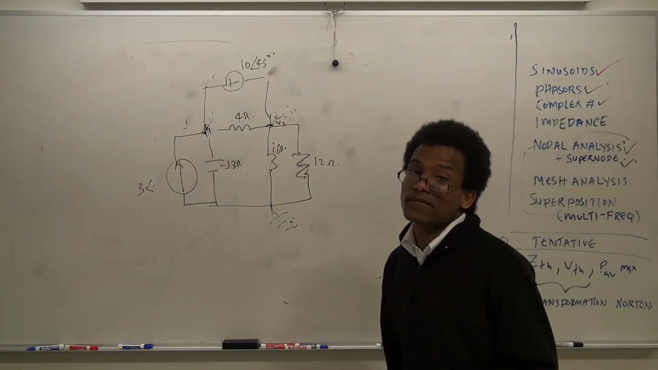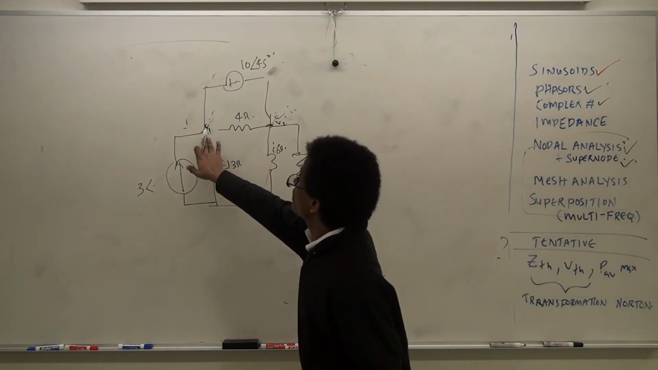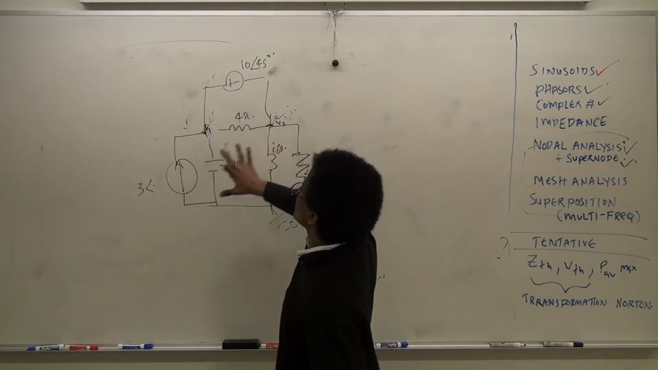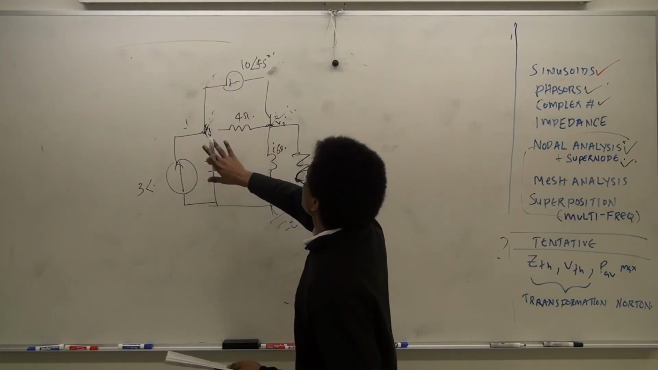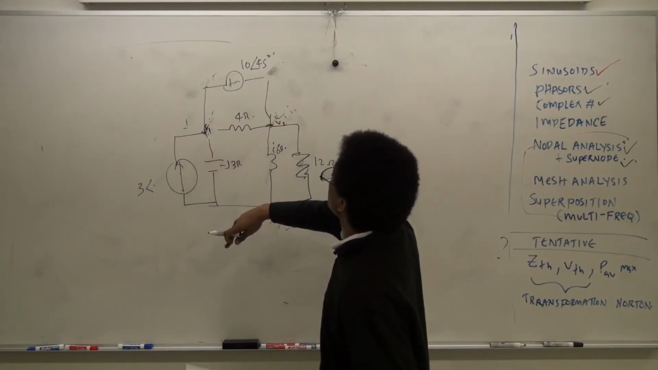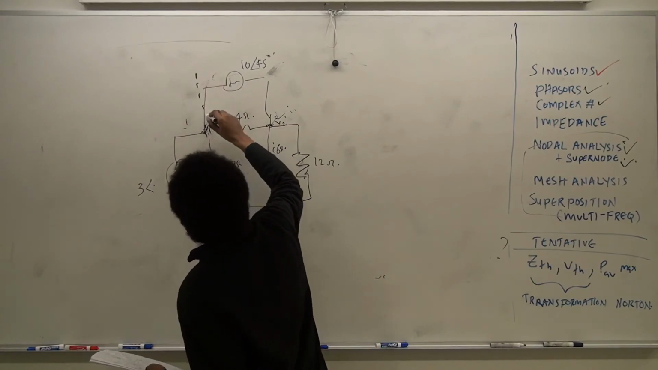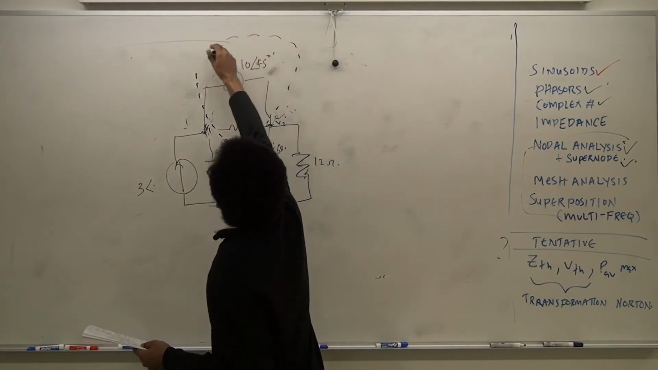For the supernode would be the V side, the positive side minus the negative side. So for the supernode, what are we going to do? What's the supernode, first of all? We include the two nodes and include the power source with the phasor. So you want to do this? Is this the supernode you're saying?